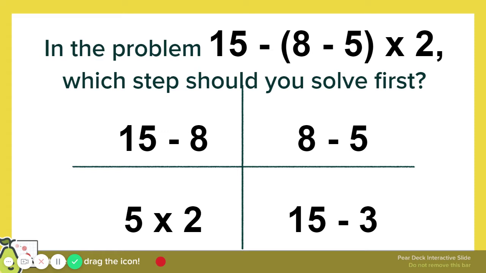All right, so your turn. In the problem, 15 minus (8 minus 5) times 2, which steps should you solve first? Following the order of operations, which step should you solve first? Go ahead and drag that icon to the step that you solve first. If you remember in the order of operations, you always start with the parentheses. So the problem inside the parentheses is 8 minus 5, which is what you would solve first.